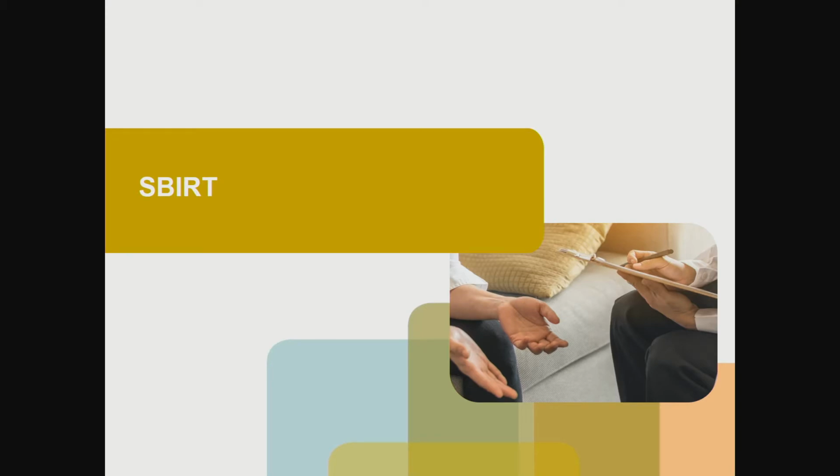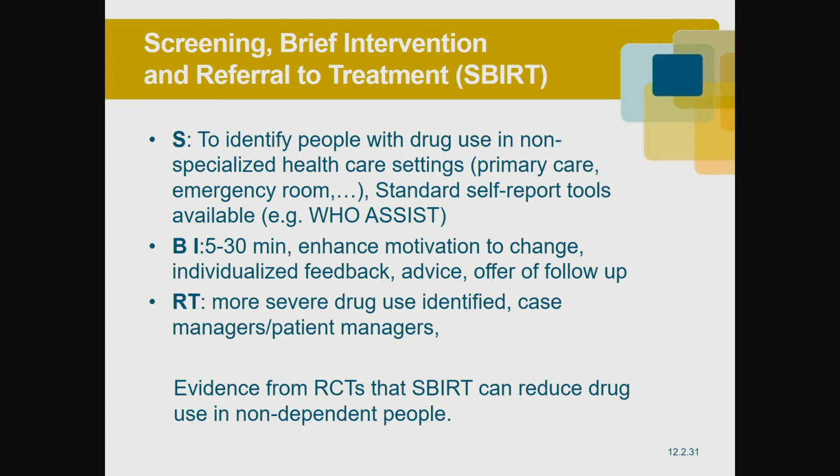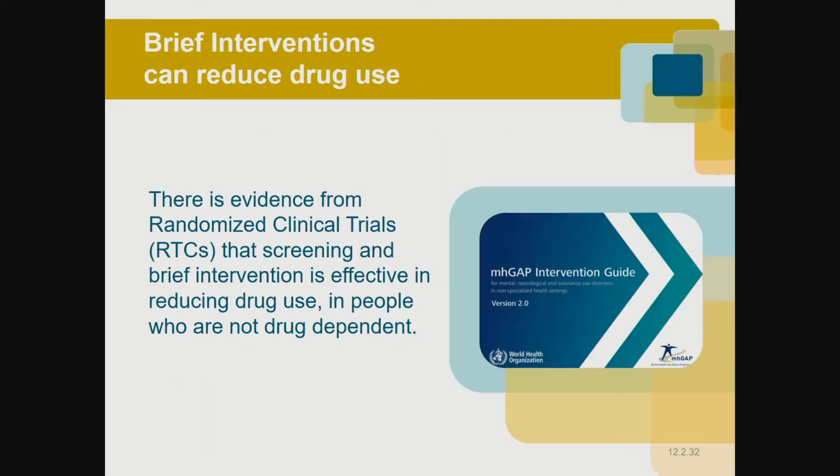Screening, brief interventions, and referral to treatment. We know how important this intervention is, and it can be applied at large in the health system, but also in the specialized treatment services. The idea is to identify who are the people who are already at risk of developing problematic drug use. Patients can receive a brief intervention, and when we identify more severe cases, they can then be referred to treatment.